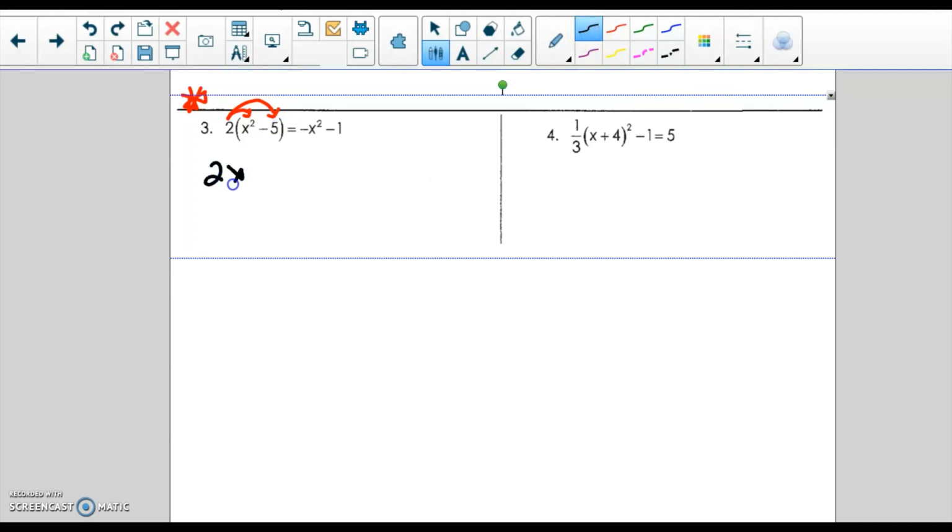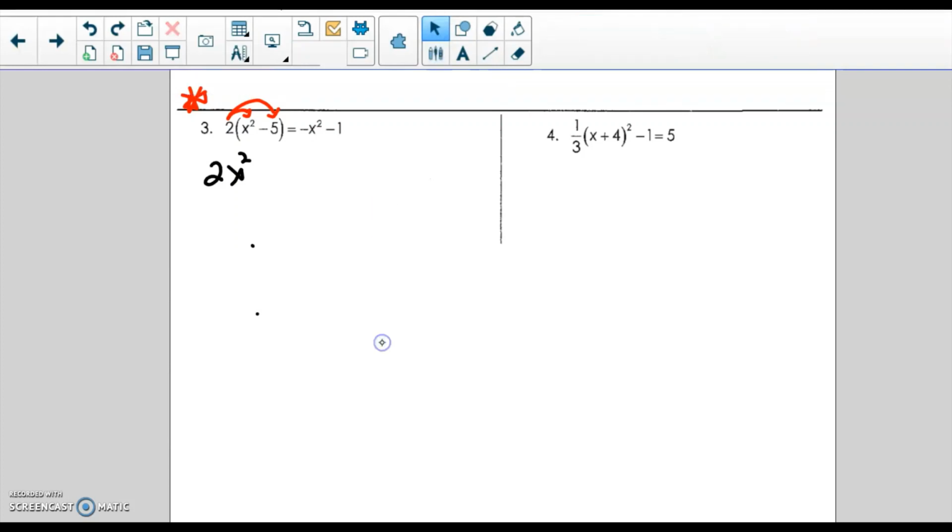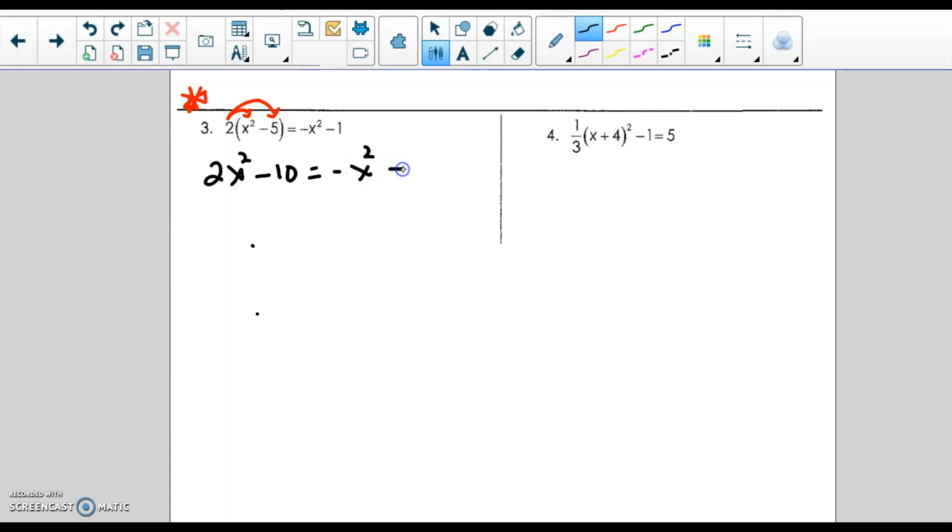So 2x squared minus 10 equals negative x squared minus 1. Okay, so that's the distribution. All right, I told you this was kind of a weird problem, it doesn't really match the other ones, but we're in it, so we're going to do it.